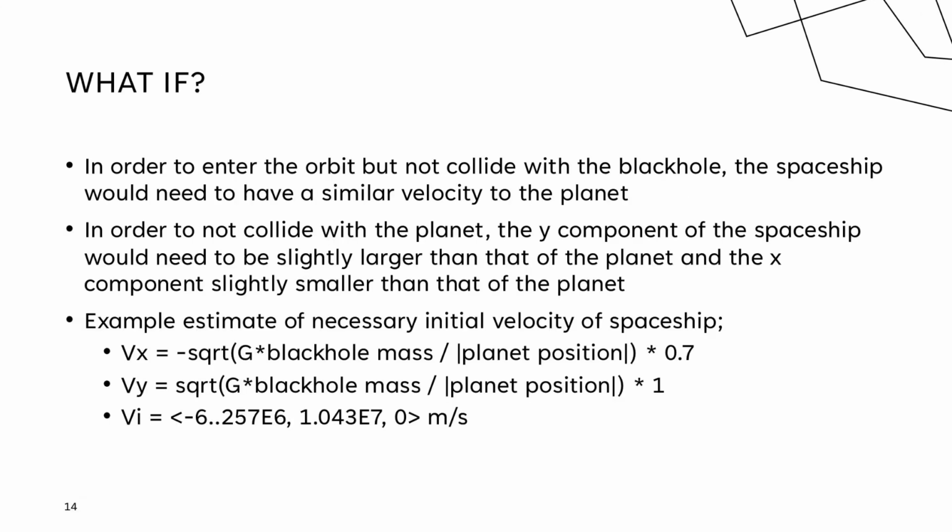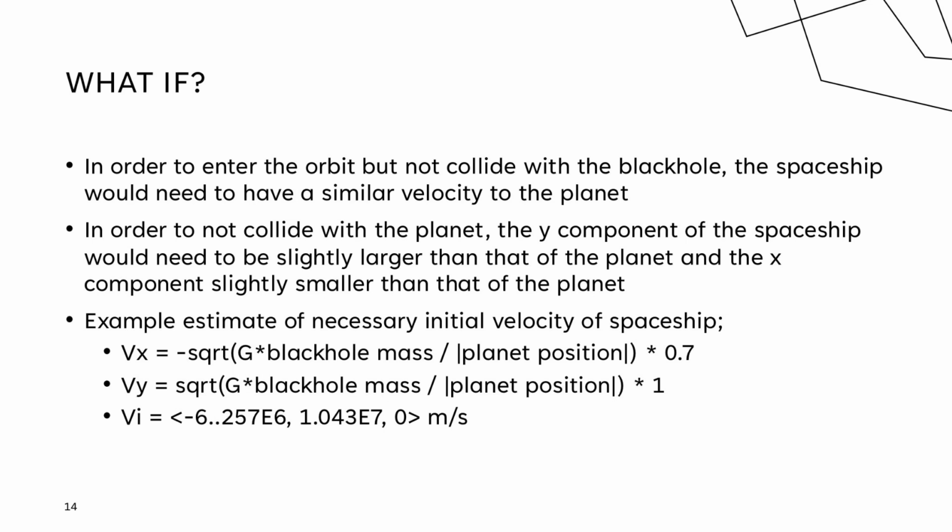For the what-if, in order to enter the orbit but not collide with the black hole, the spaceship would need to have a similar velocity to the planet. However, to not collide with the planet, being in that same orbit, the spaceship would need to have a y component that is slightly larger and an x component that's slightly smaller than those of the planet.